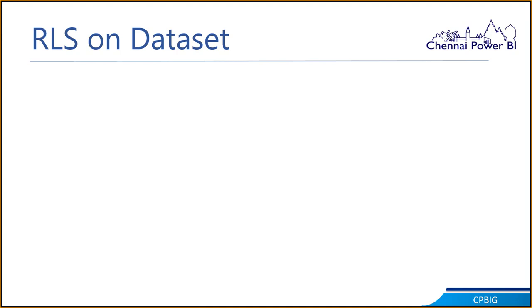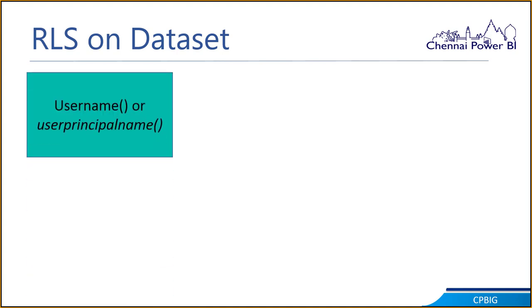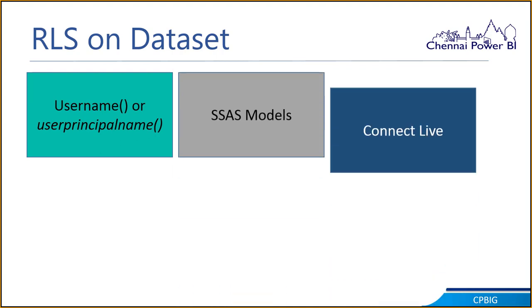The second option is the row-level security on the dataset itself. So in here, what we have is an Analysis Services database.